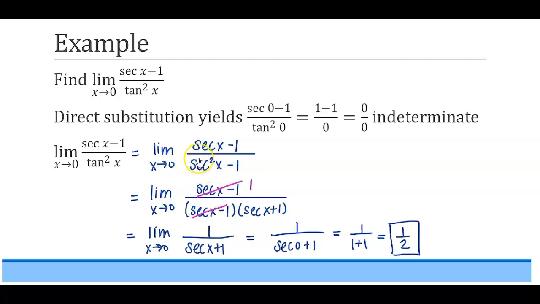So we may have to stretch back and remember some of our trig identities in order to allow us to manipulate this and cancel, so that we can have a function that I can evaluate with direct substitution that doesn't give me my 0 over 0, oh no, indeterminate form.